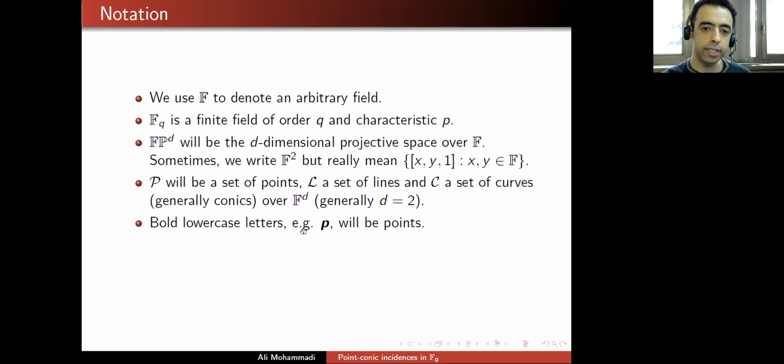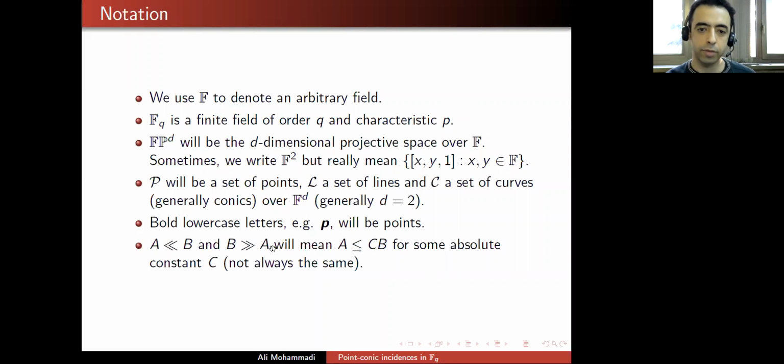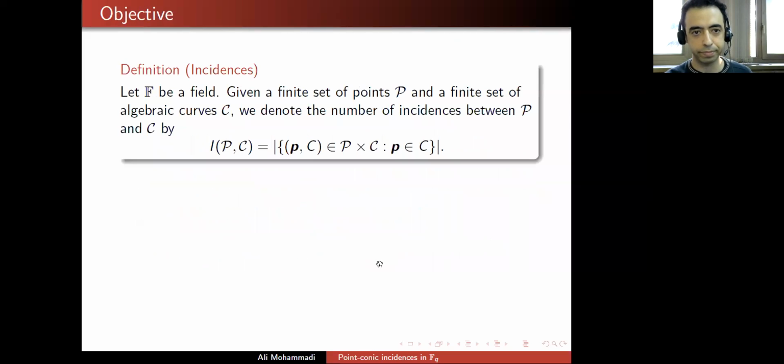And lowercase p will be points. I just did this because we have too many variables. I mean, p, we also have characteristic. And we also use standard asymptotic notation. A ≪ B means that there is some absolute constant C so that A is less than or equal to CB. A and B generally will be some sequences. And the same as this. But the absolute constant, of course, will be different from slide to slide.